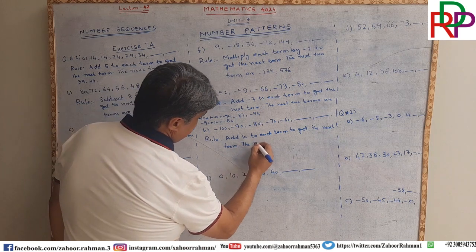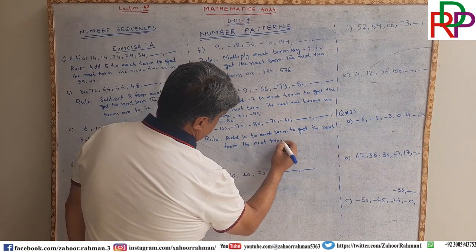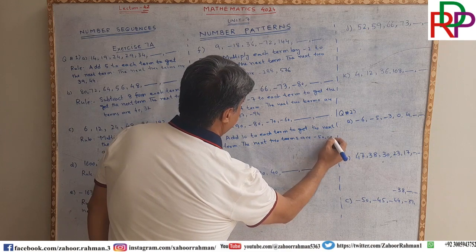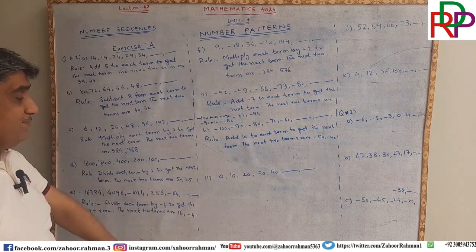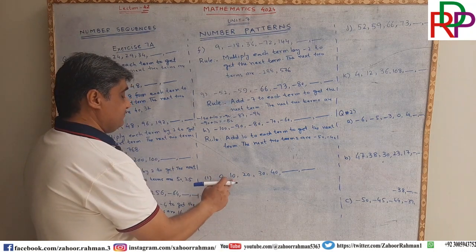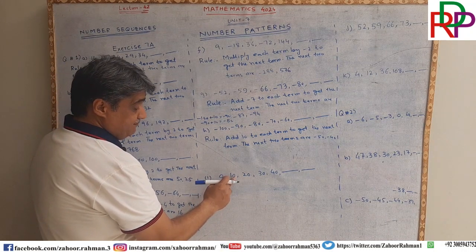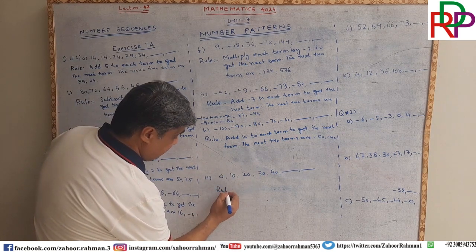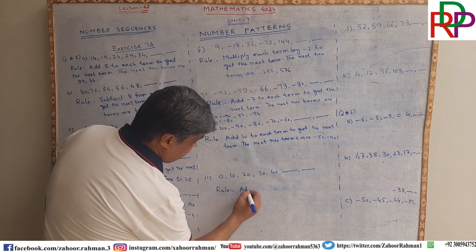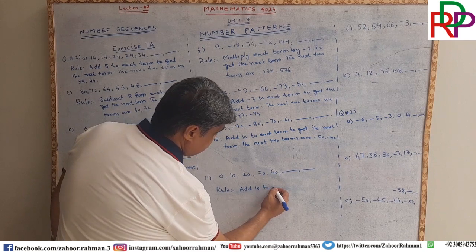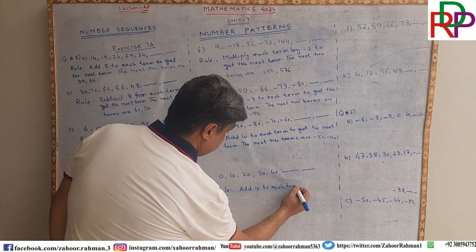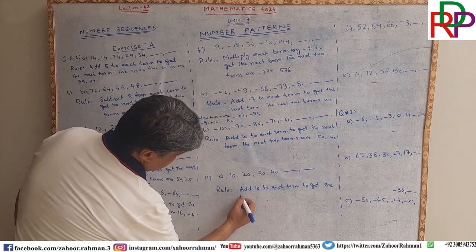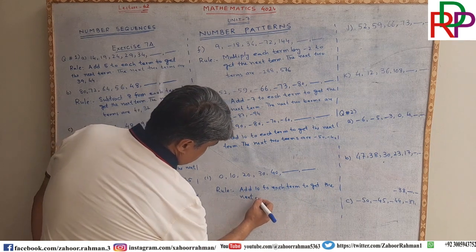The next two terms are minus 50 and minus 40. Now the number part: 0 plus 10, 10. 10 plus 10, 20. 20 plus 10, 30. So it means the rule is add 10 to each term to get the subsequent term.